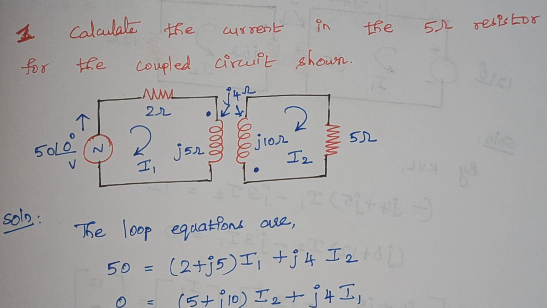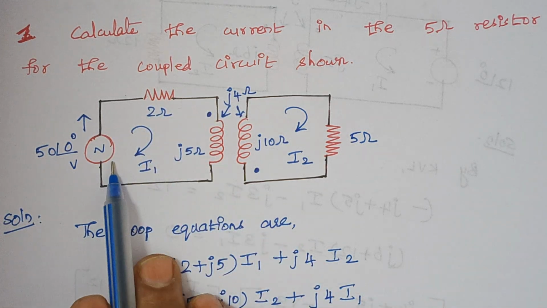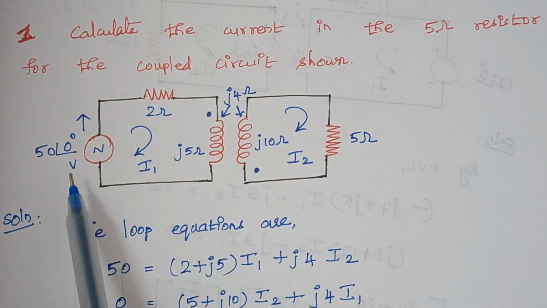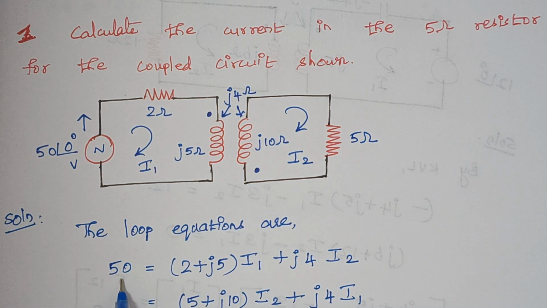As usual, first we write our loop equations by applying KVL. What is KVL? The sum of voltage drops in a circuit is equal to the sum of voltage rises in the circuit. So when you look at this loop, what is the voltage rise? It is 50 volt. So 50.